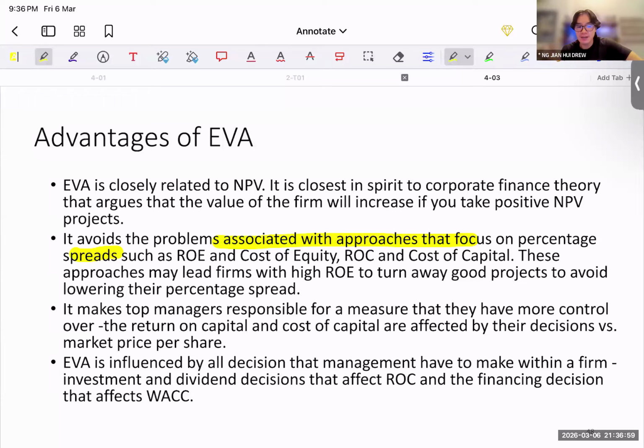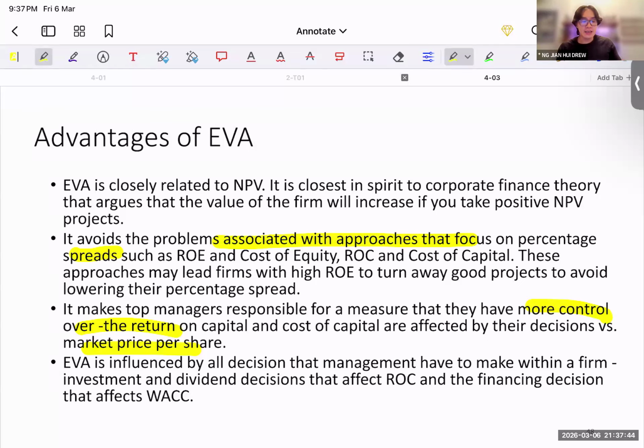Now, by using EVA instead of just return on equity and cost of equity, or return on capital and cost of capital, using this spread, you avoid the risk of turning away good projects, which might have some implicit benefit that is not captured by just looking at spreads. EVA is also a more wholesome valuation. It allows the manager to have more control over the components and decision making, rather than focusing simply on the market price of the stock.